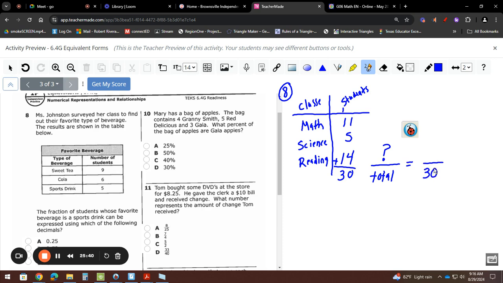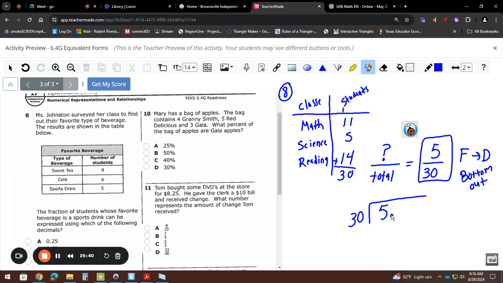And the question is asking for science. Of course, yours is asking for something else. Mine was asking for science because I'm making up the questions. So 5 will go on the top. Now, once I do that, my choices are all decimals. This is a fraction, so I need to change this to a decimal. My triangle says from fraction to decimal, we're going to bottom out, which means to divide. So I'm going to go 5 divided by 30.